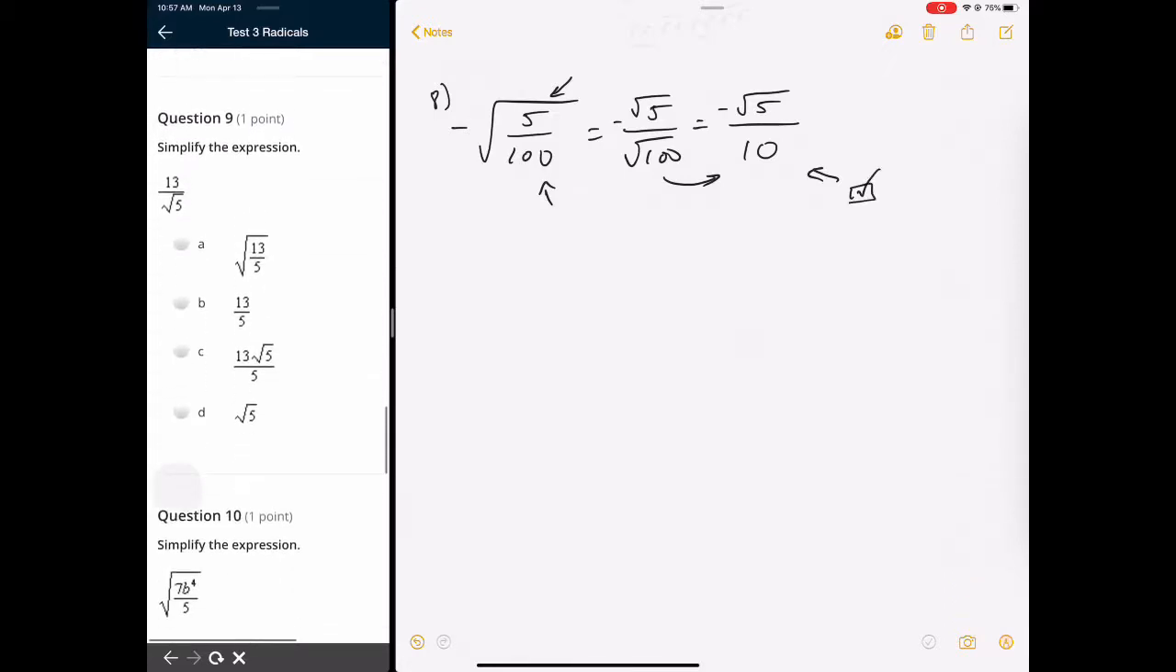Now our next question reflects that. Number 9 says 13 over square root of 5. Now if you look at square root of 5, that is a no-no. We said we can't leave square roots on the bottom. This is bad on the bottom. On the top is fine. See, on the top over here, that's okay. But on the bottom is a no-no.